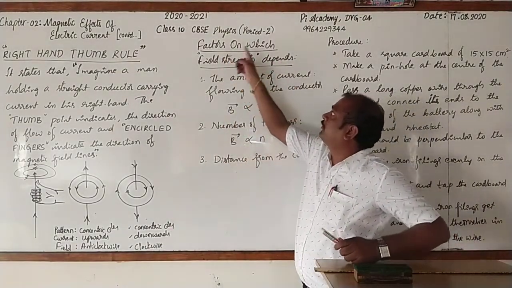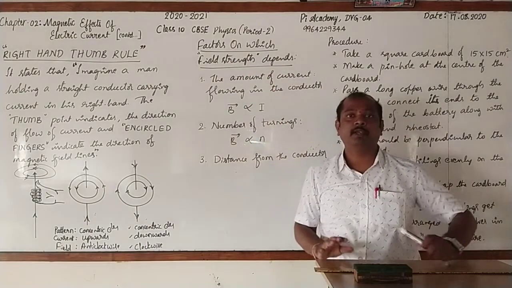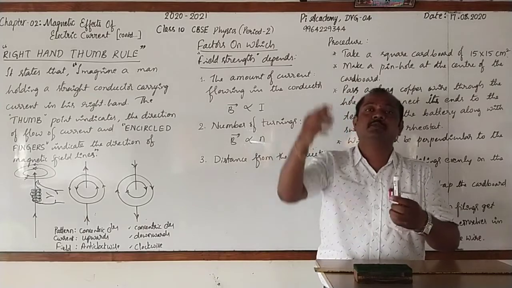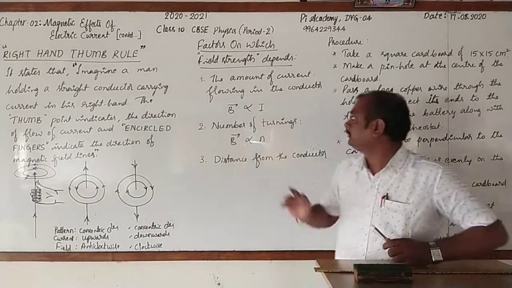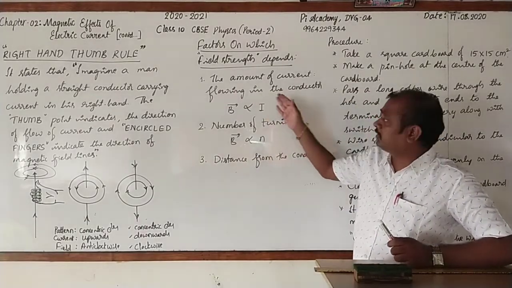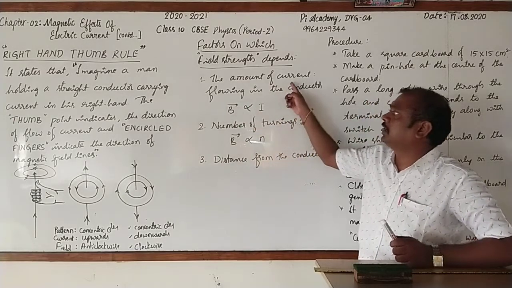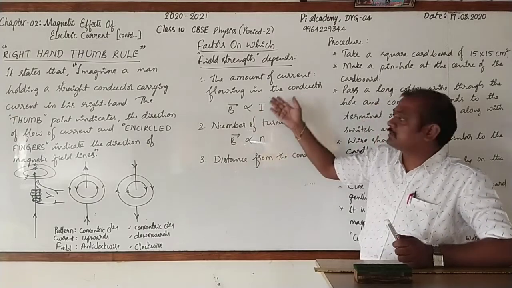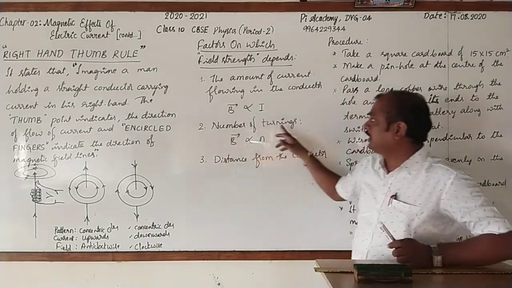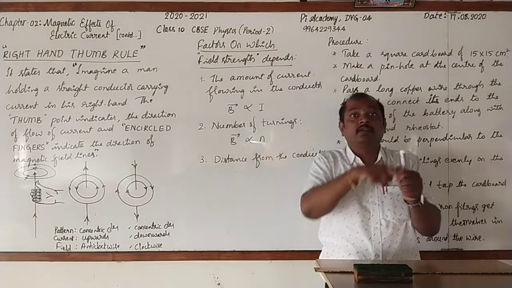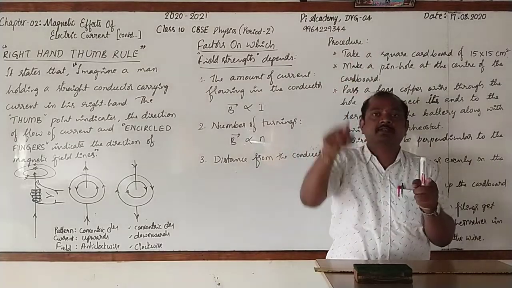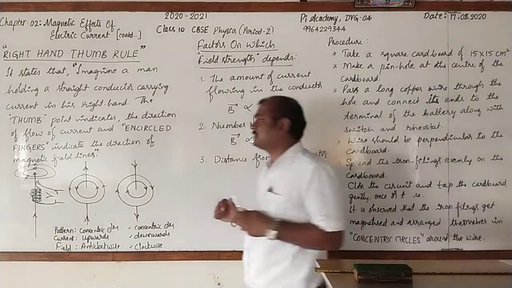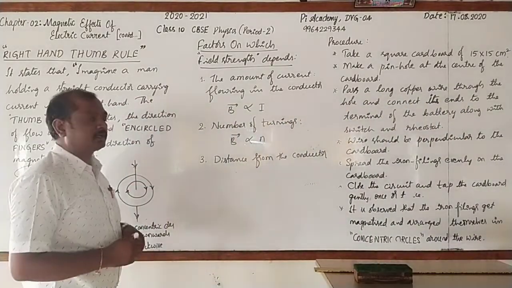This is about factors on which field strength depends. Where is the field strength produced? Around a straight conductor in which current is flowing, right? And we have already explained that it depends on the amount of current. As current increases, field strength also increases. And another one is number of turnings, that is rectangular coil. As it increases, then field strength also increases. But another one is there. It is distance from the conductor.